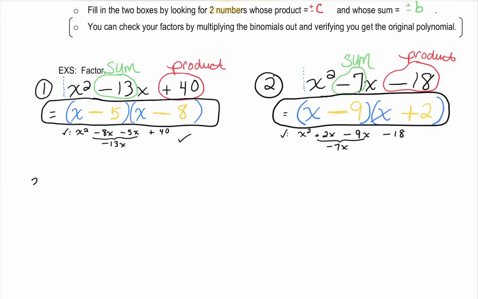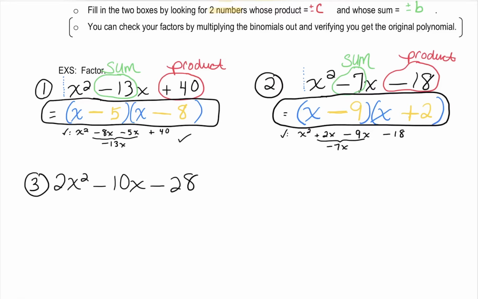All right, number 3, a couple more in this video. 2x squared minus 10x minus 28. So remember what I just started to say in number 2. We should always be looking for GCF first.